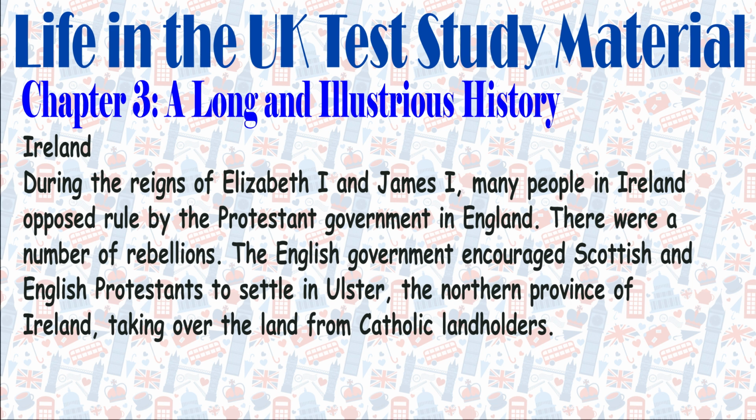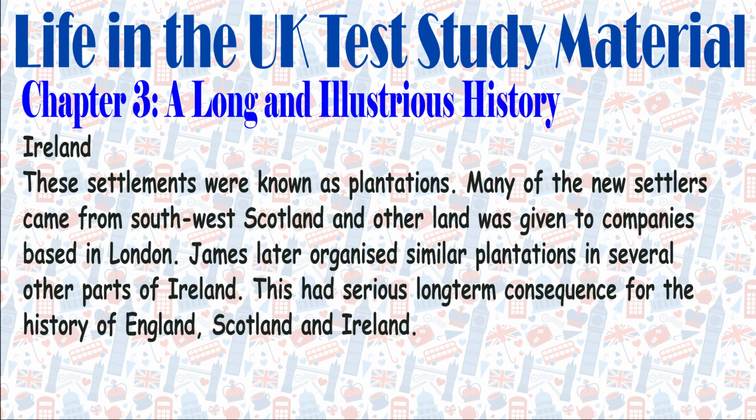The English government encouraged Scottish and English Protestants to settle in Ulster, the northern province of Ireland, taking over the land from Catholic landholders. These settlements were known as plantations. Many of the new settlers came from southwest Scotland, and other land was given to companies based in London. James later organised similar plantations in several other parts of Ireland. This had serious long-term consequences for the history of England, Scotland, and Ireland.